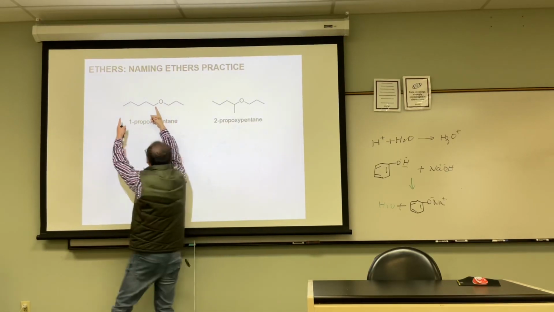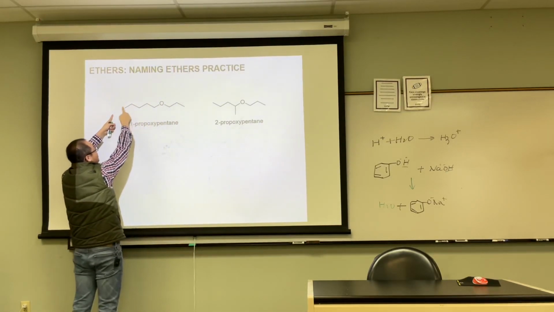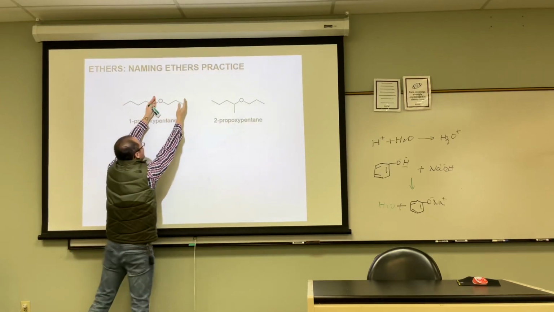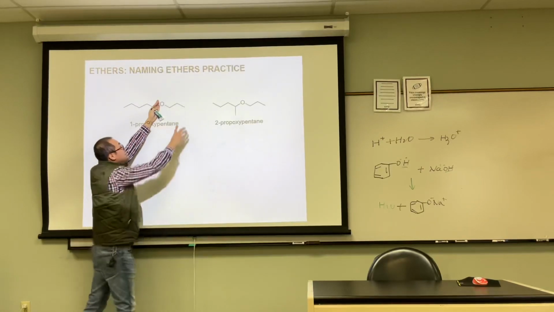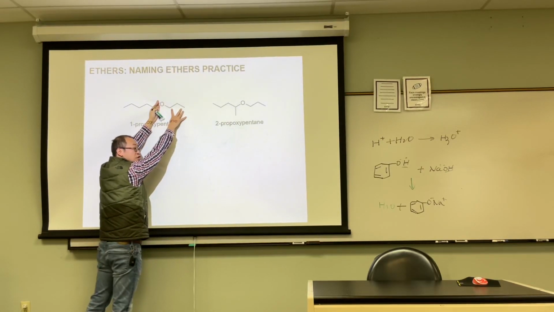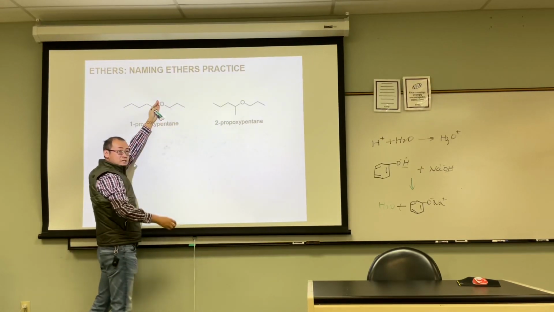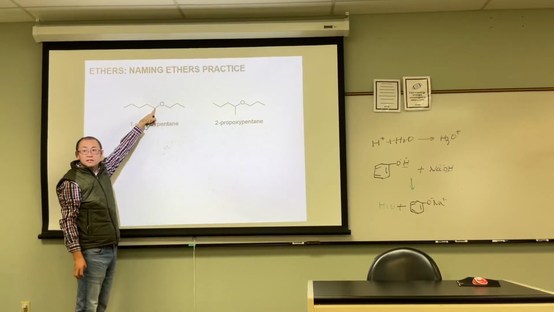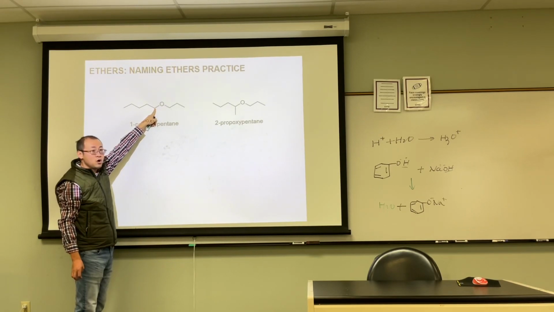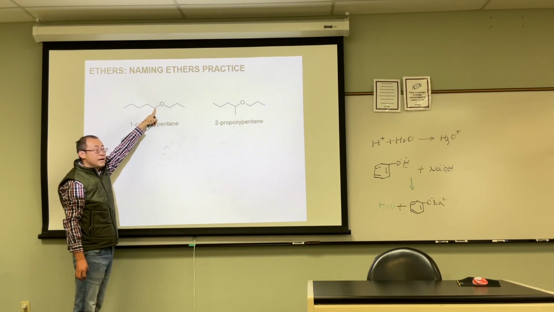So once you pick this part as the longest chain here, then everything else here is what? The group. And the group is propyl changed to what? Propoxy. And where is the O attached to? Pentane, this carbon. So we now number this carbon what? 1. Okay, again, this is the chain.